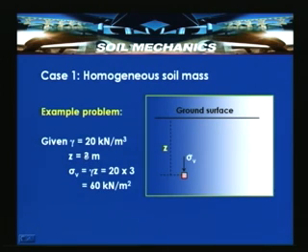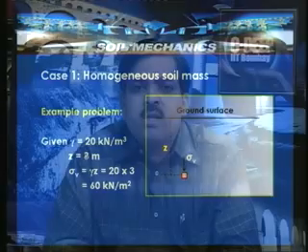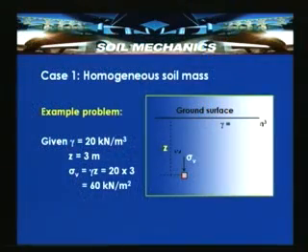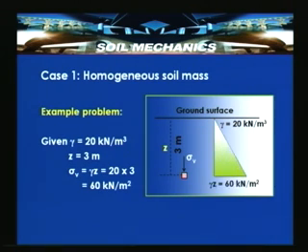From the previous deliberations we can say that sigma v at a depth of 3 meters, that is z is equal to 3 meters, is 20 into 3, that is 60 kilonewton per meter square. Let us look into it. Given z is equal to 3 meters and gamma is equal to 20 kilonewton per meter cube, the distribution varies like this. At depth z is equal to 0, the stress is equal to 0. At depth z is equal to 3 meters, gamma z is equal to 60 kilonewton per meter square.